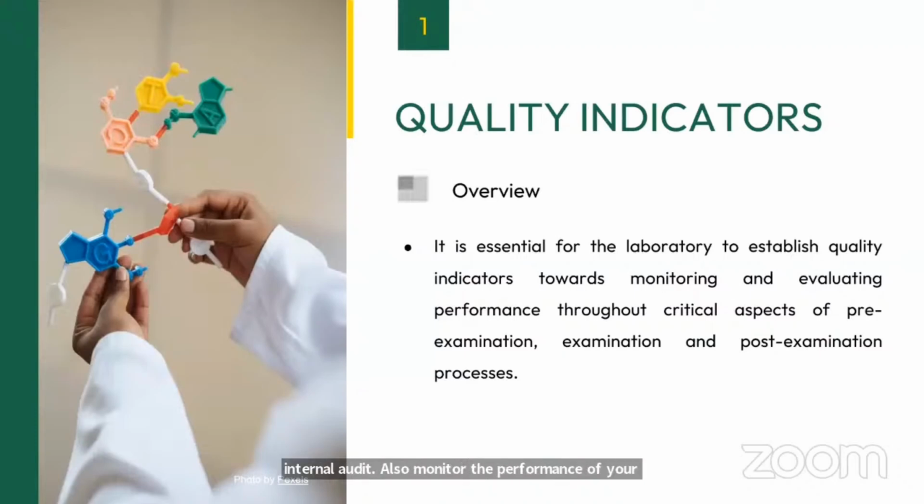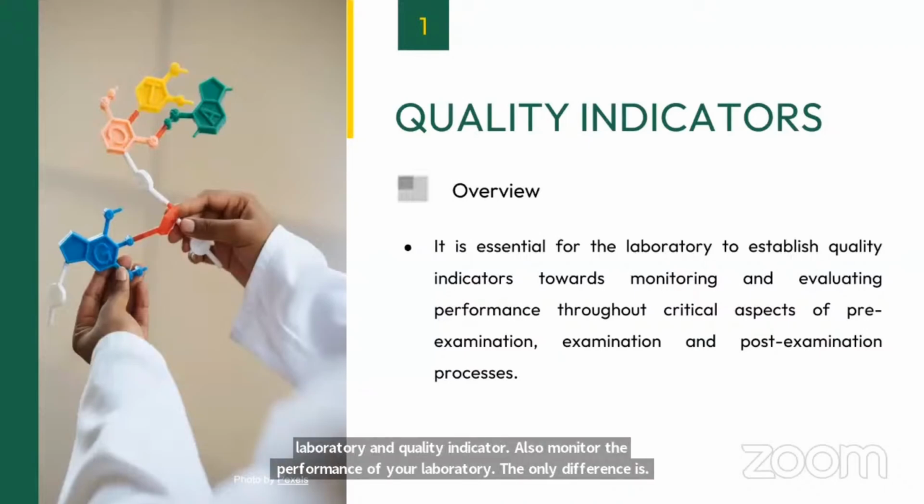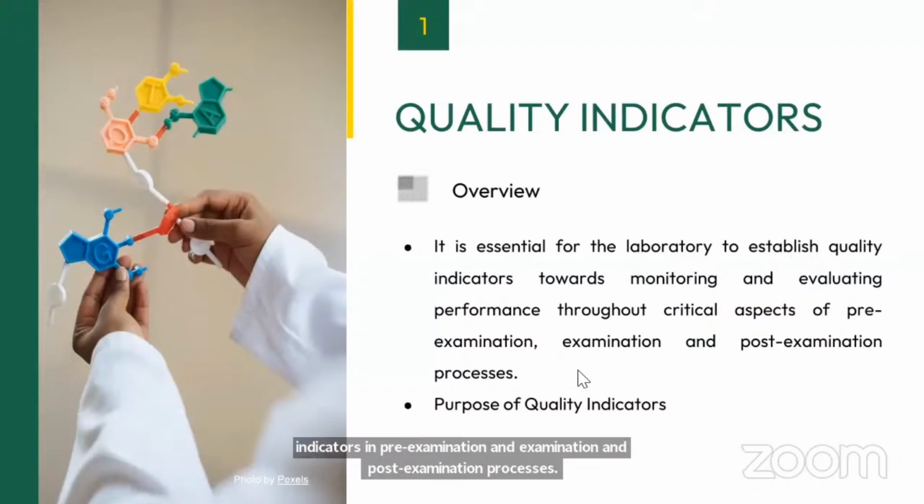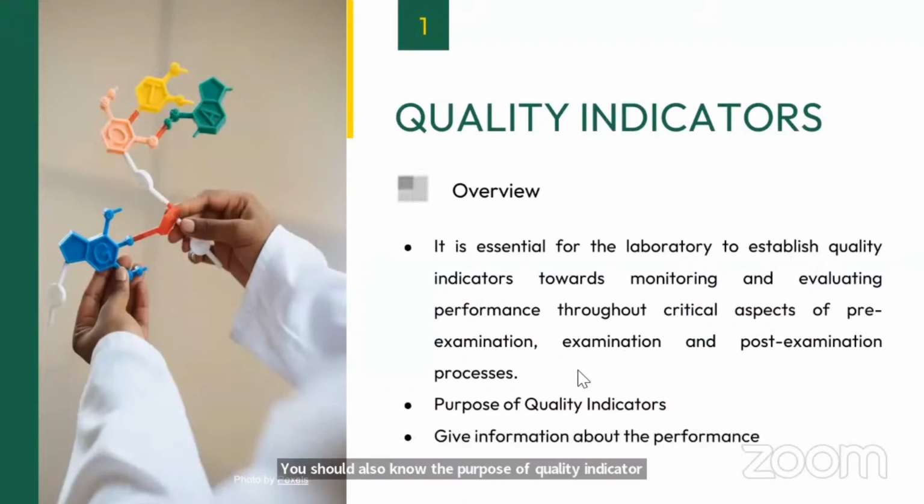The only difference is that quality indicators monitor continuously in real time, whereas internal audit monitors the performance of your laboratory on a periodic basis. So you should establish appropriate quality indicators in pre-examination, examination and post-examination processes. You should also know the purpose of a quality indicator. What is the purpose of a quality indicator?